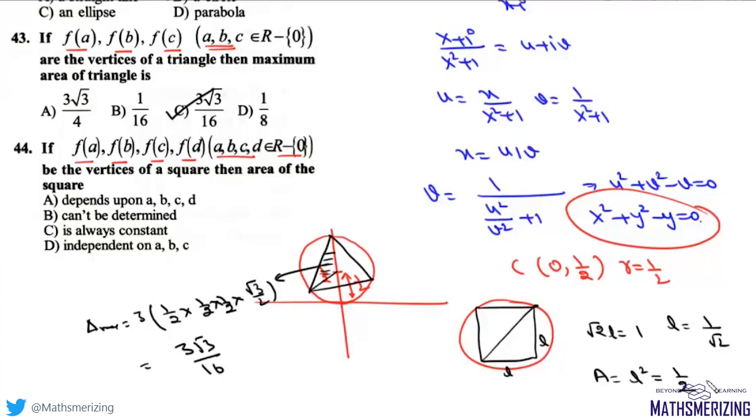Here this square area is always constant and is independent of a, b and c. That's your options C and D. So this area must be 1 by 2.